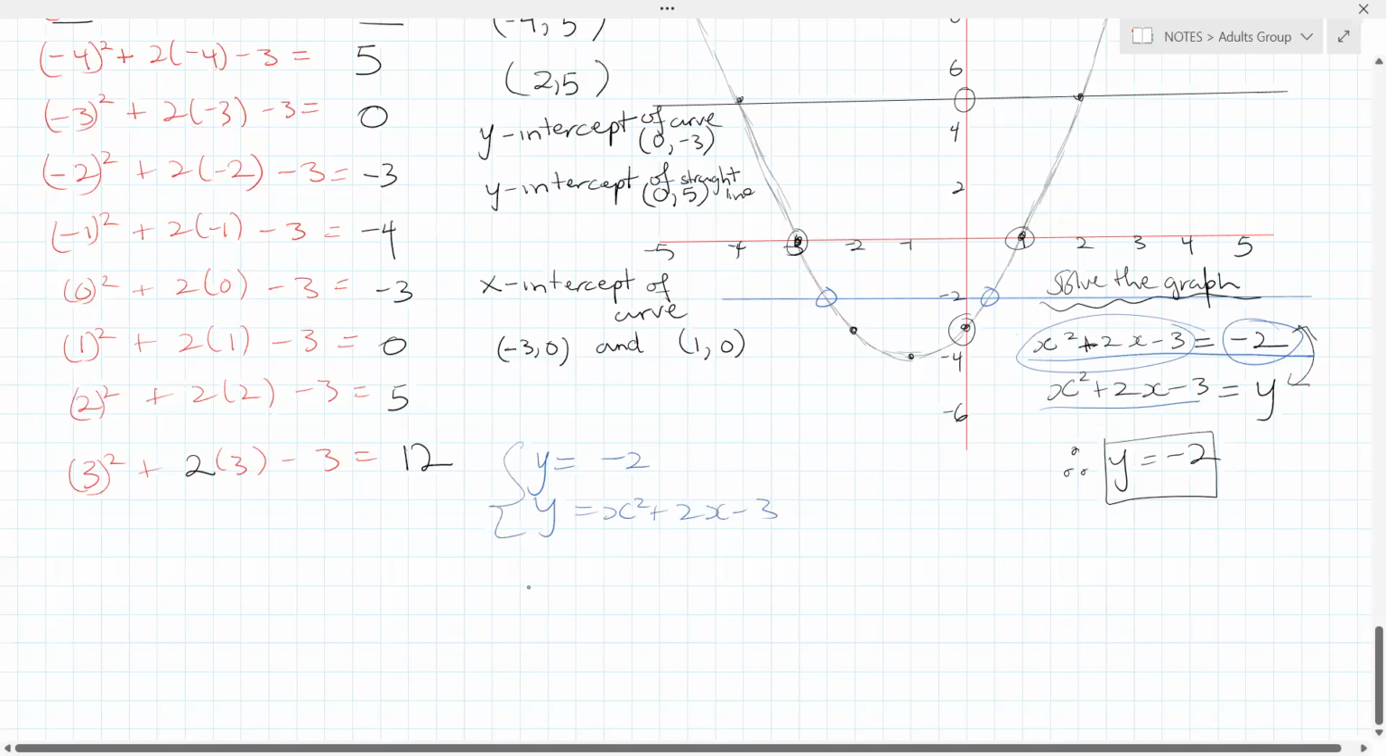This was simultaneous equations, right? So -2 is equal to x squared plus 2x minus 3. Therefore you plot this line and you plot this line and you find the points of intersection. What's the point of intersection? First one.